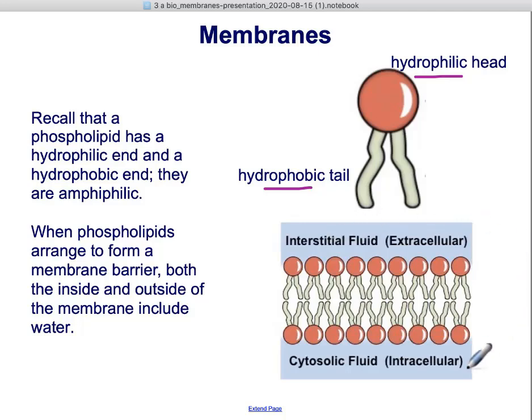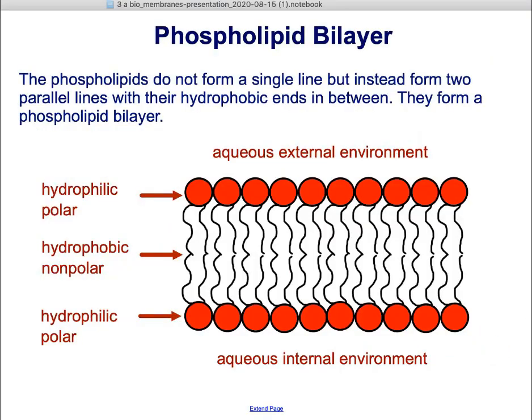So there's water here and there's water here. And this part here is the membrane. So there's water on the outside and water on the inside. The phospholipids do not form a single line, but instead form two parallel lines with their hydrophobic ends in between. They form a phospholipid bilayer.